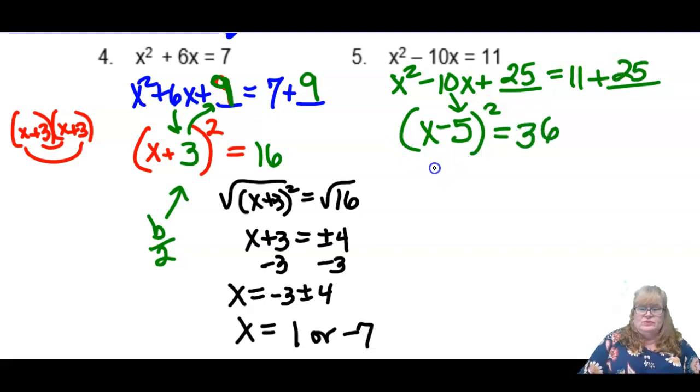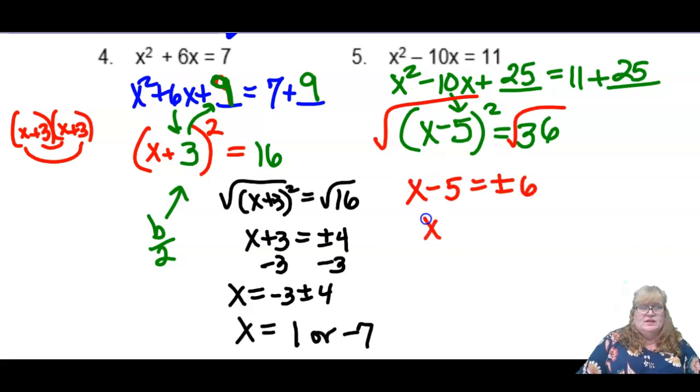And then we get a square root. And we get x minus 5 equals plus or minus 6. Add 5 over to the other side. And we get 11 or -1. I did that right. 5 plus 6 and 5 minus 6.